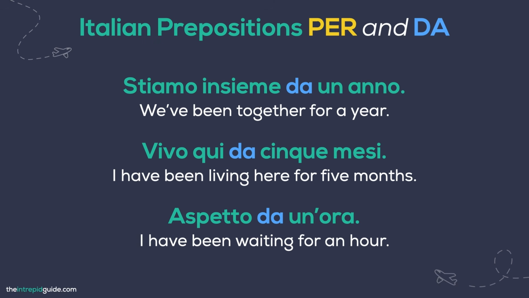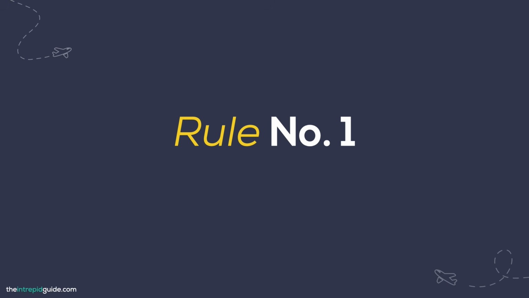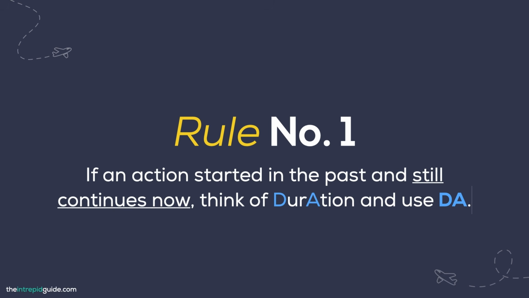Notice how in every example, the action is still happening right now. You're still together, you're still living here, and you're still waiting. The duration hasn't ended. So rule number 1 is, if an action started in the past and still continues now, use da.